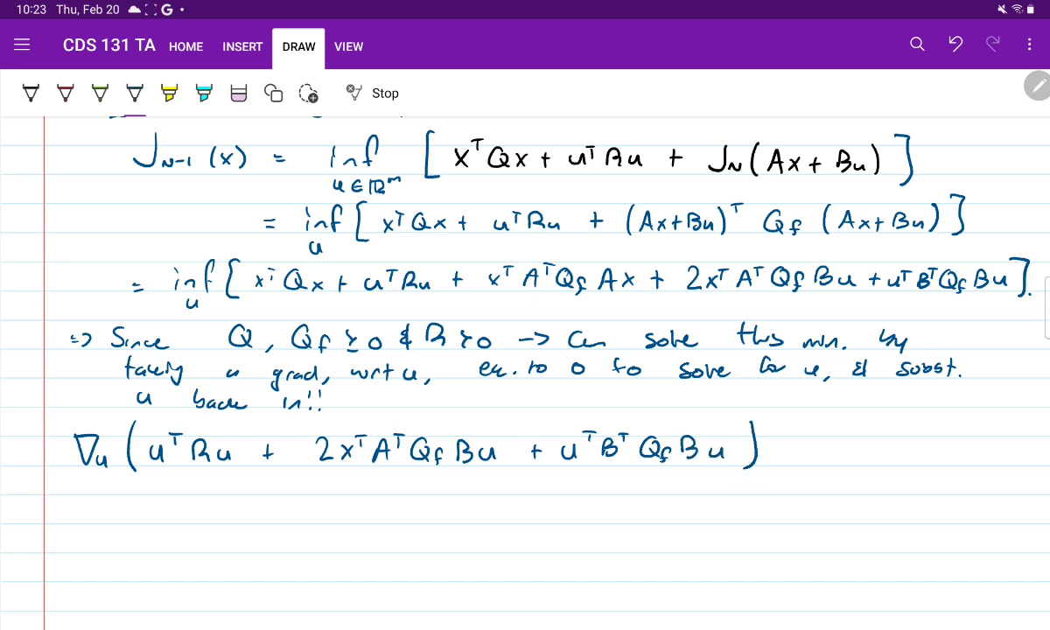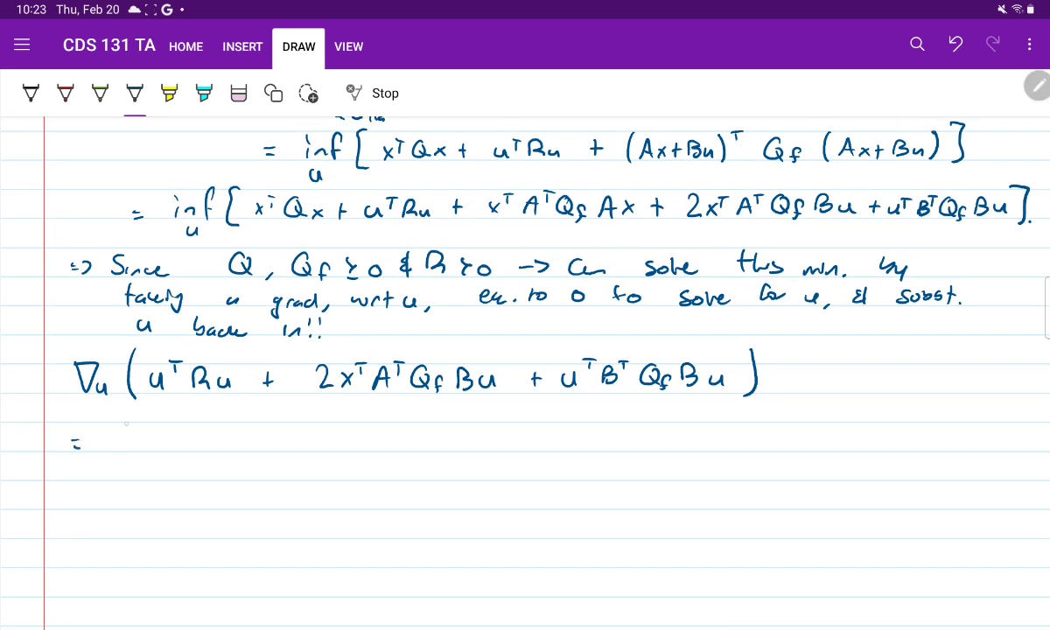What's the value of this gradient? Let's go ahead and compute. What are we going to find? This is going to equal 2Ru in the first term, plus 2B transpose Q_f, since Q_f is symmetric, times A times x, and finally plus 2B transpose Q_f B u.